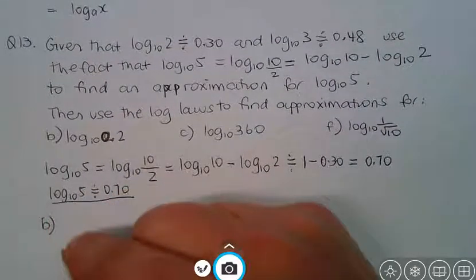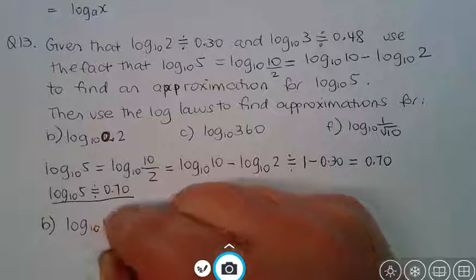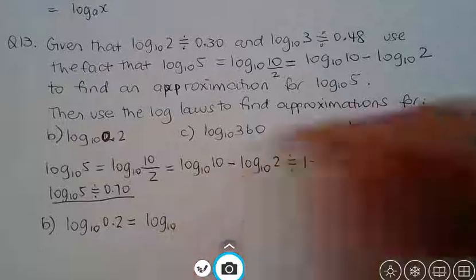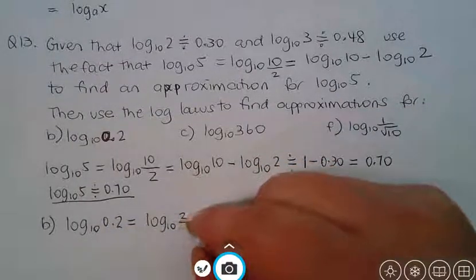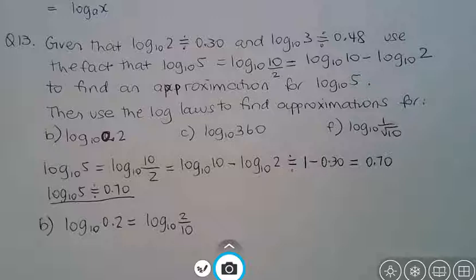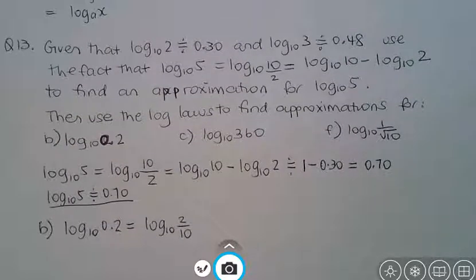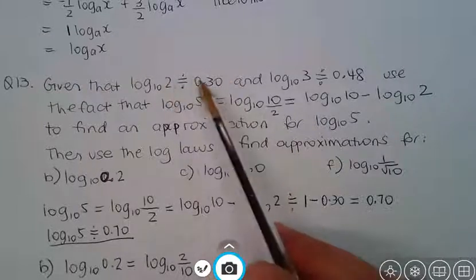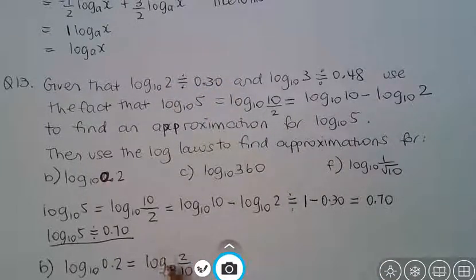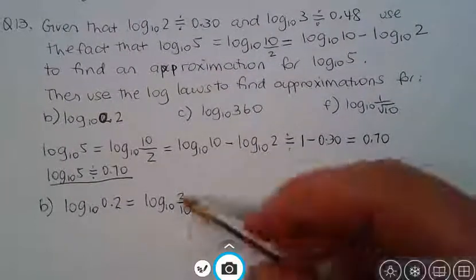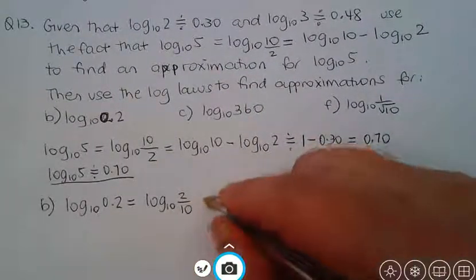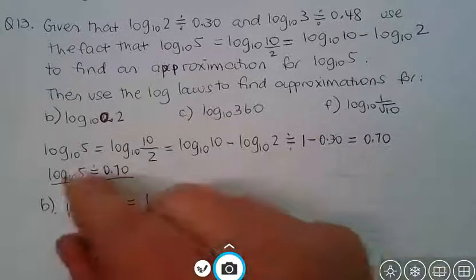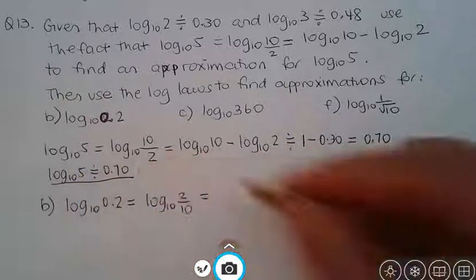So we have to use the log laws to find an approximation for log to the base 10 of 0.2. Now we know that that is log to the base 10 of 2/10. Now we have to look at what we've got. I do have an expression for log to the base 10 of 2. So I know that that's 0.3, and I know that log to the base 10 of 10 is 1. I could do this a number of different ways. I'm going to show you one way first. You could simplify this and write 1/5, and we do have a value for log to the base 10 of 5. So that could work as well.